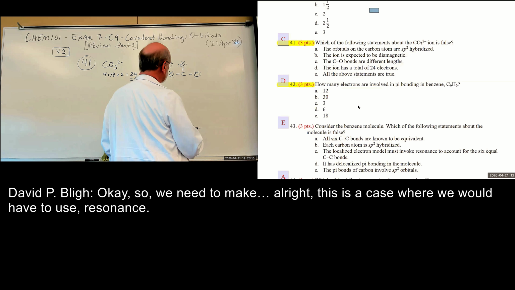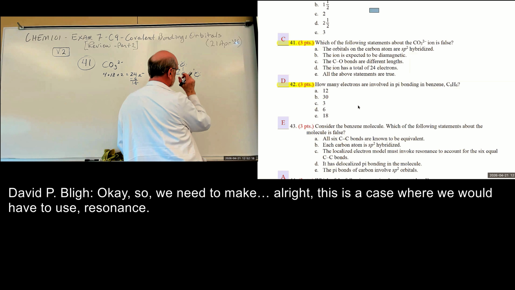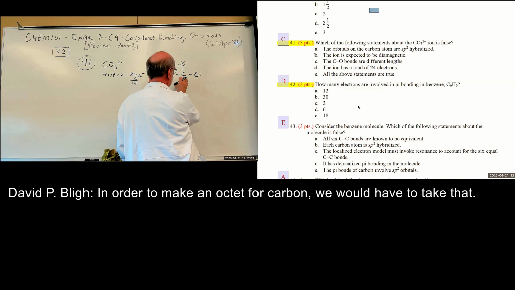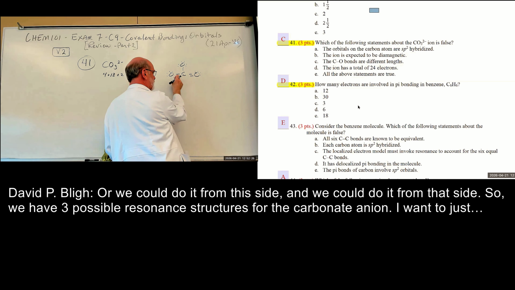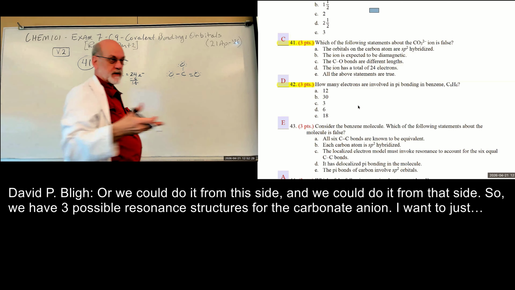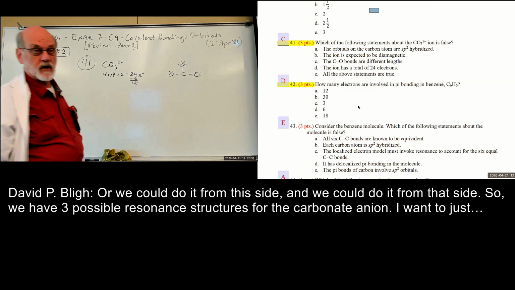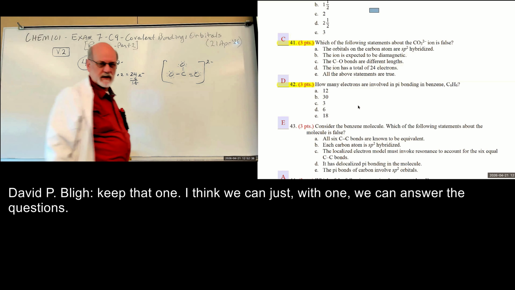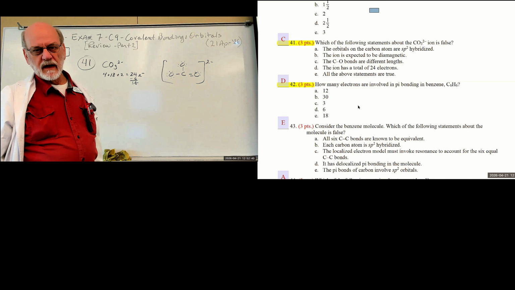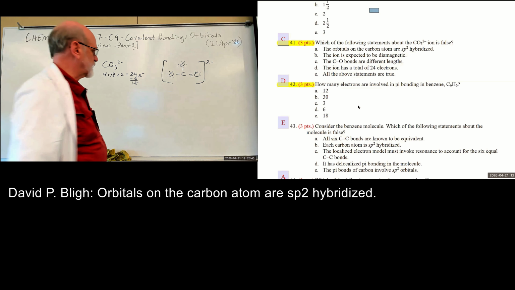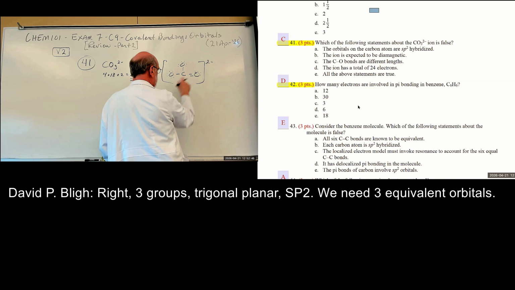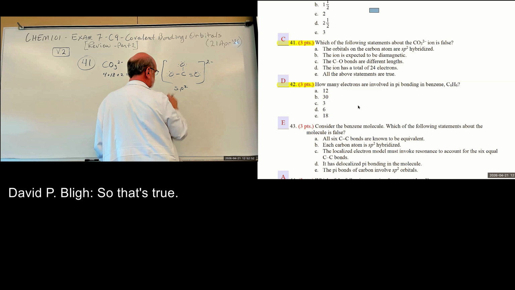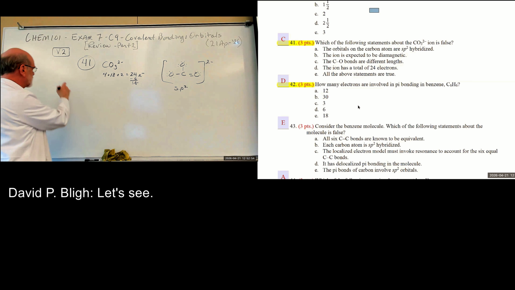Okay, so we need to make, all right, this is a case where we would have to use resonance. In order to make an octet for carbon, we would have to take that, or we could do it from this side, or we could do it from that side. So we have 3 possible resonance structures for the carbonate anion. I'm going to just keep that one. I think with one, we can answer the questions. Orbitals on the carbon atom are sp2 hybridized. Yes, right? 3 groups, trigonal planar, sp2. We need 3 equivalent orbitals. So that's true.